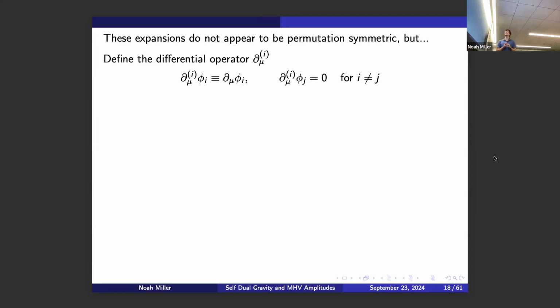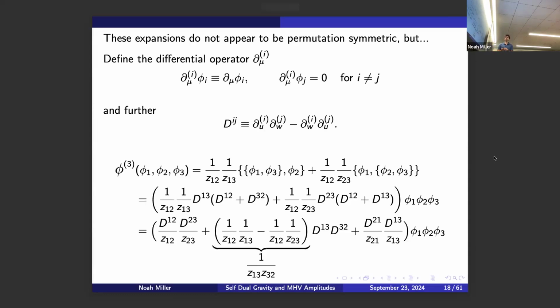Let's take things a step further. We can define a differential operator, which is just the normal derivative, partial mu, but we'll define partial mu i to be the derivative that only acts on the ith seed function. So if we act partial mu i on phi i, we just get the derivative acting on phi i. And if we have partial mu i acting on phi j, that's just 0. I'm just saying how the symbol works. We can furthermore define this other symbol d_ij to be a Poisson bracket that really only acts on the i and j seed functions if you act it on a string of seed functions.